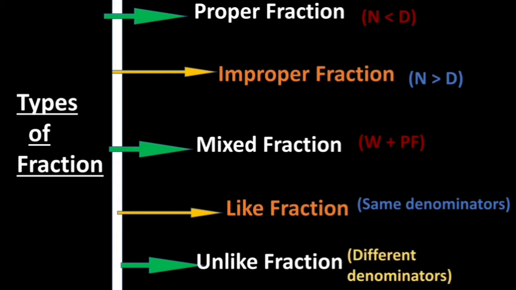In like fractions and unlike fractions, we need at least 2 to 3 fractions. Then only we can tell whether it is like fractions or unlike fractions. With only one fraction, we can't say that it is like fraction or unlike fraction. We should have a minimum of 2 to 3 fractions. 2 to many we can have.